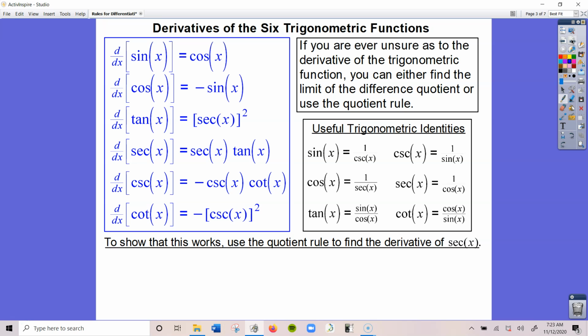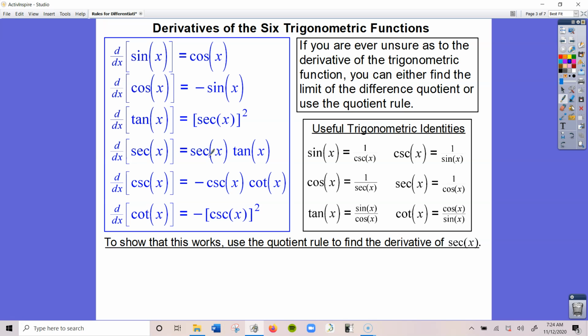Now, if I look at all my other trig functions, we've already done the first three. The derivative of sine is cosine, the derivative of cosine is negative sine, and the derivative of tangent, which we just figured out, is secant squared. Now, for the rest, you can also apply the quotient rule, keeping in mind that secant is 1 over cosine, cosecant is 1 over sine, and cotangent is cosine over sine. But eventually, you do just have to memorize it.